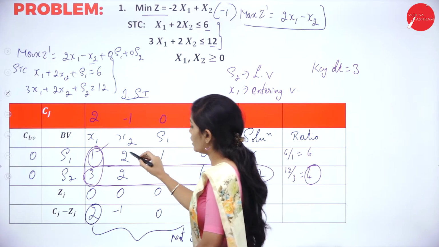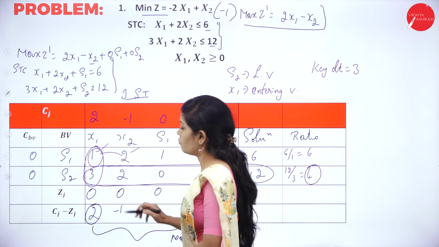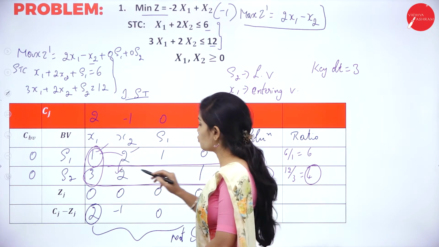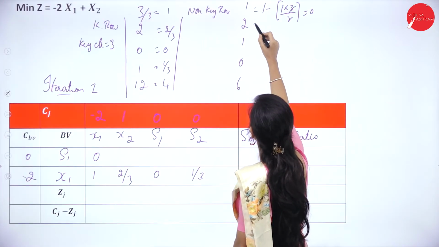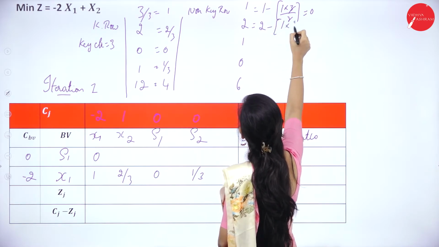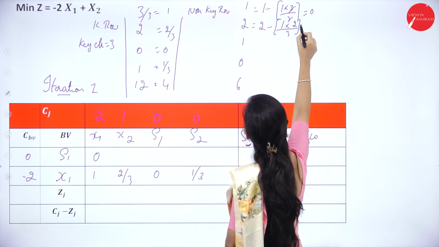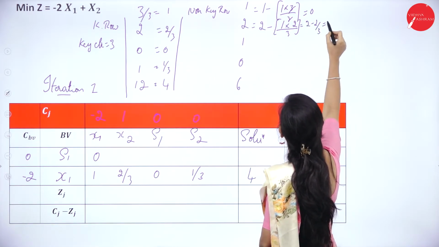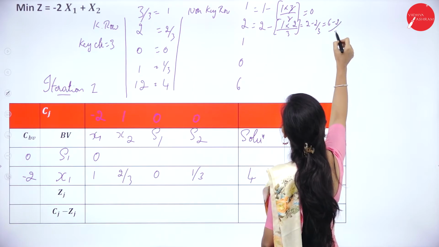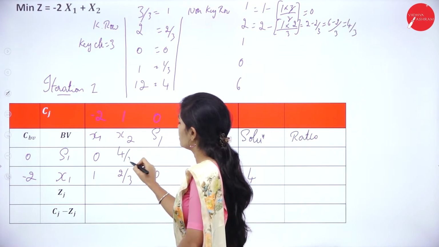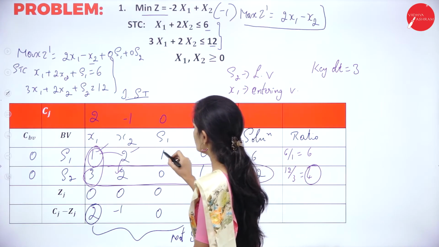And old value is 2, corresponding key column 1, key row is 2. So 2 minus 1 into 2 by 3. It is 2 minus 2 by 3. Then 6 minus 2 by 3. It is 4 by 3. 4 by 3.